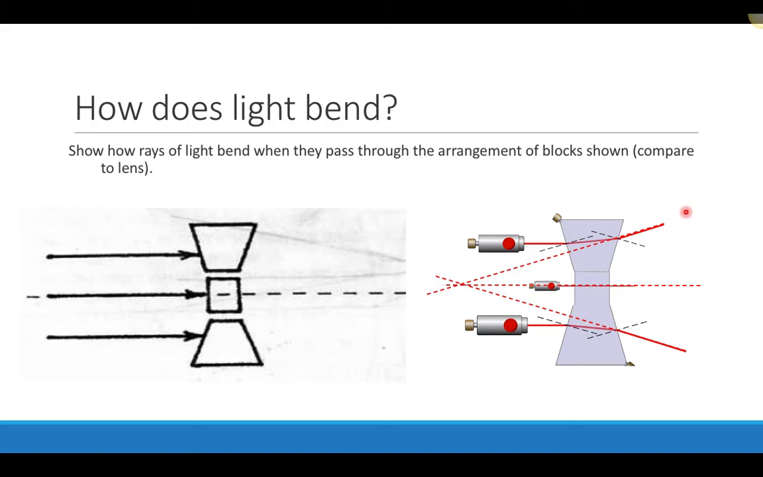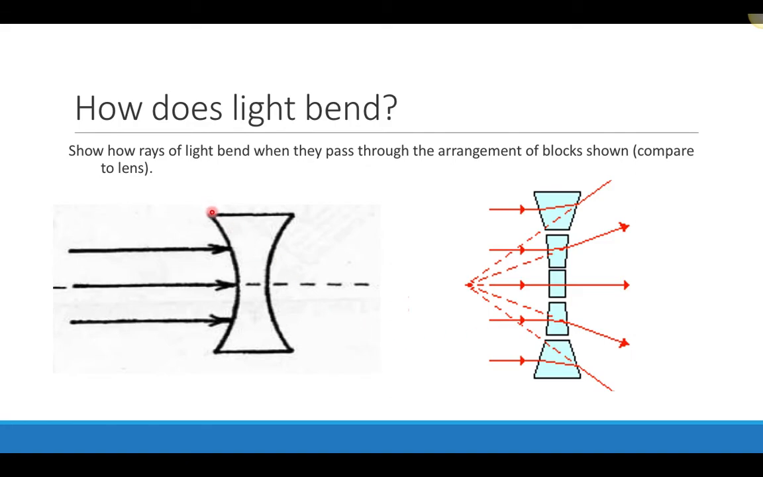But if I were to follow those rays of light that spread out and follow them back behind the lens, it would appear as if they were all coming from a particular point behind the lens over here. And so we call that the focal point. And this is a situation where those rays of light are diverging.